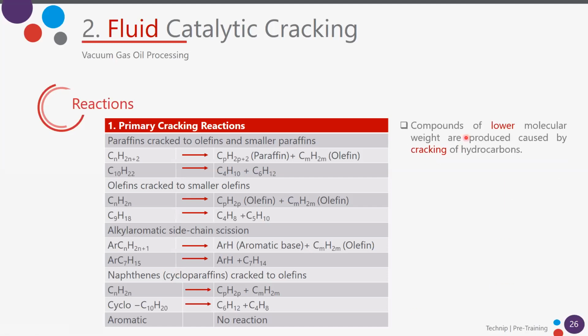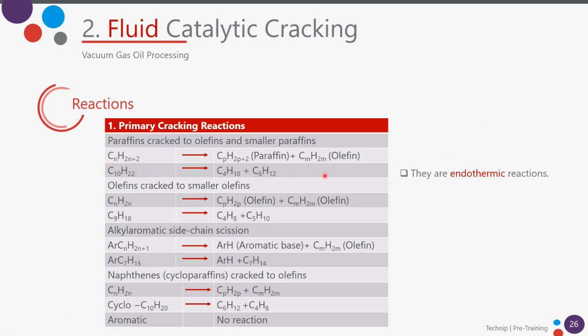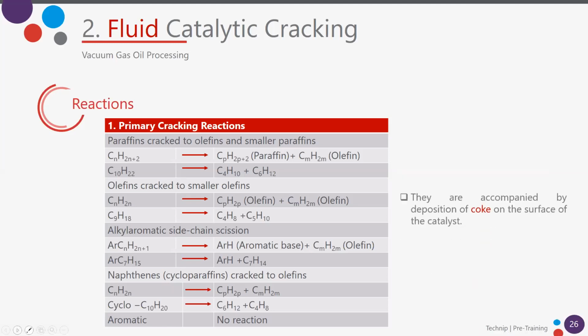So the compounds of lower molecular weight are produced by cracking of hydrocarbons, okay? If you see here the molecular weight of this, and then you will have these smaller molecules, so you will have lower molecular weight products. Remember, quite important, that all these reactions are endothermic reactions, okay? They need heat to proceed. They are accompanied, of course, by coke formation on the surface of the catalyst.